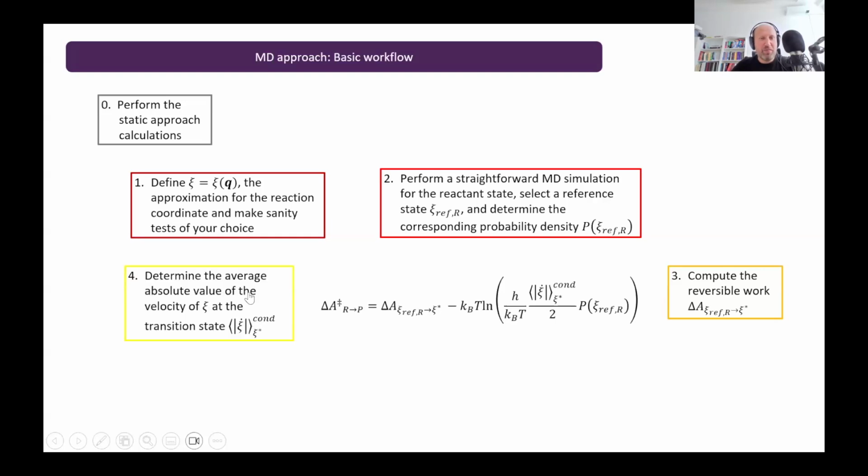The next step is relatively cheap. We need to determine the conditional average of the absolute value of velocity. And with that, we have all the data needed to evaluate this equation.